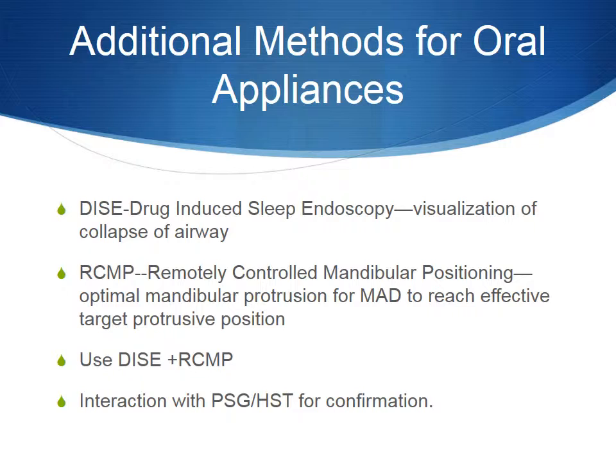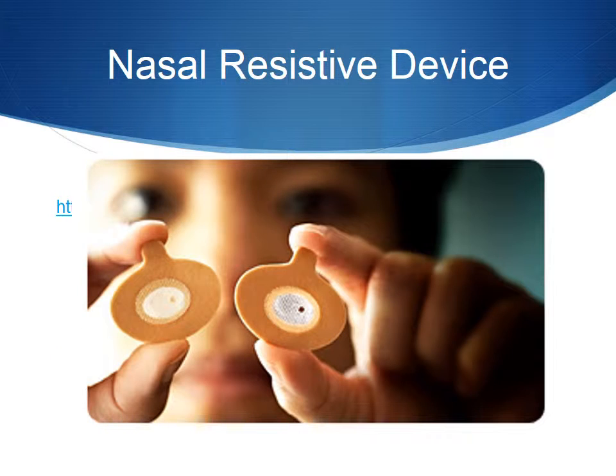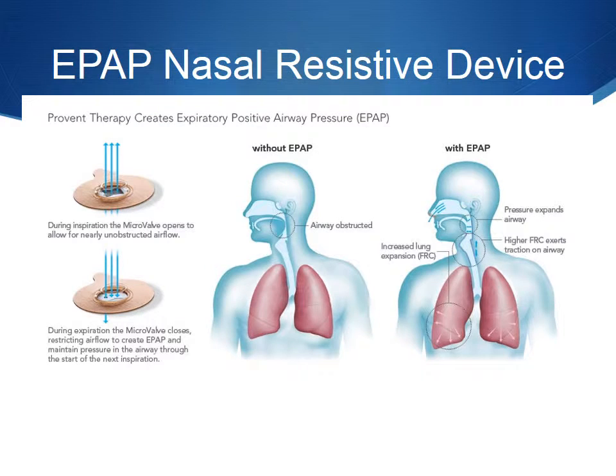I'm going to spend a little time with this. These are nasal valves, the Provent valve. The Provent valve is a one-way valve. You breathe in through your nose. It flows in fine. There's a resistance on the way out. It basically creates expiratory positive airway pressure, which opens up the airway in patients who may have mild sleep apnea.